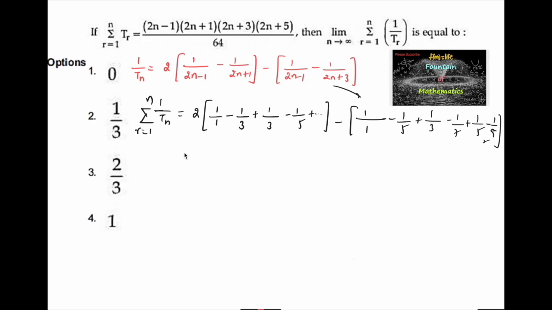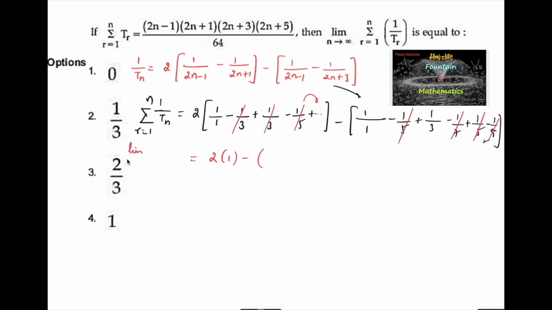So here we can see that this minus 1 by 3 plus 1 by 3 gets cancelled, and again minus 1 by 5 will be cancelled with another term. So you'll be getting only 2 times of 1, and here 1 upon 5 will be cancelled, and 1 upon 7 also will be cancelled with the other terms, and 1 upon 9. So we'll be left with only these terms as n tends to infinity.